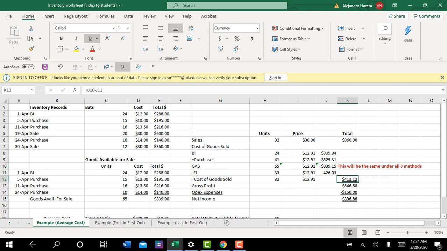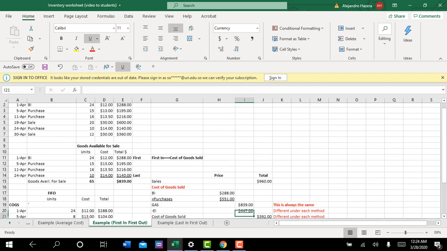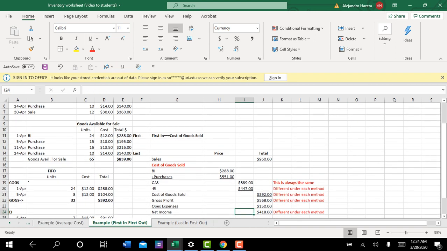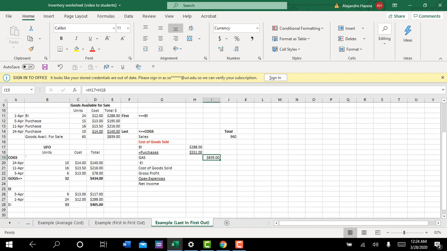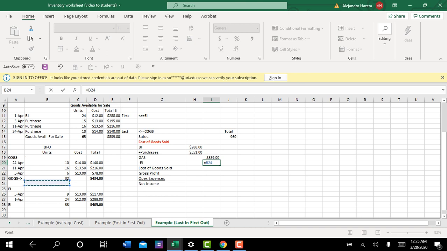Okay, so if you take the $839, and then we're going to take our ending inventory. Our ending inventory here is going to be $405. Make sure we get that right. Our ending inventory is $405. Okay, and we'll just subtract it out in the equation. I'll show you the equation.